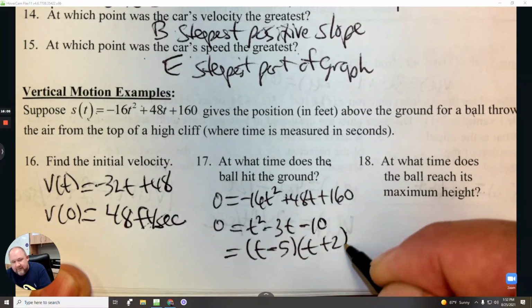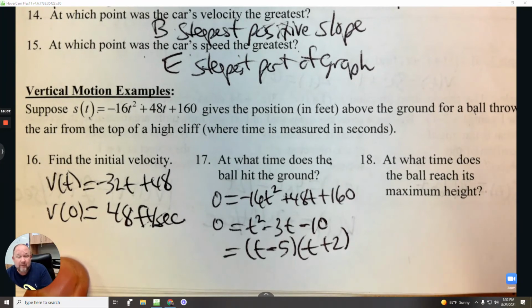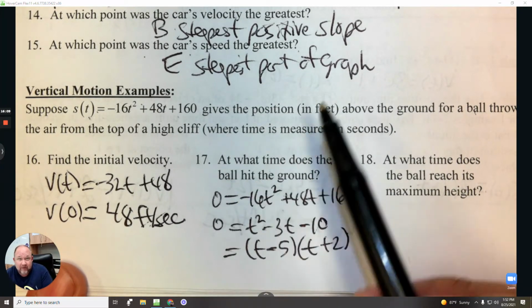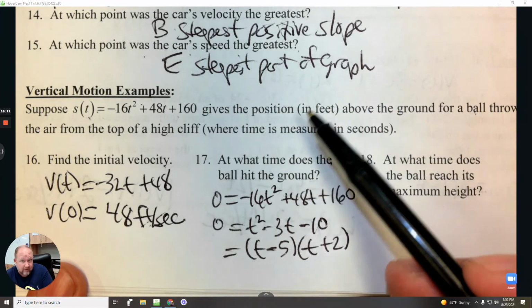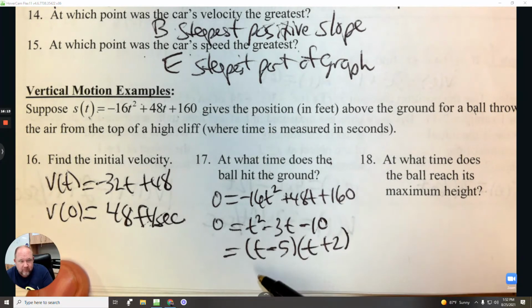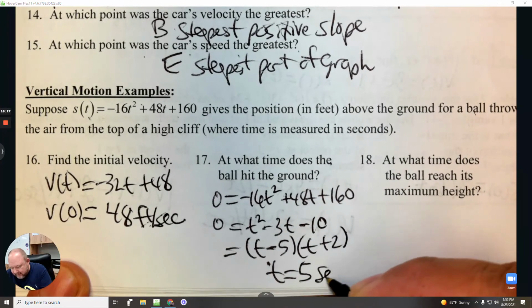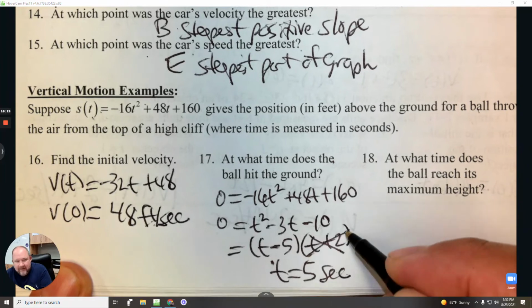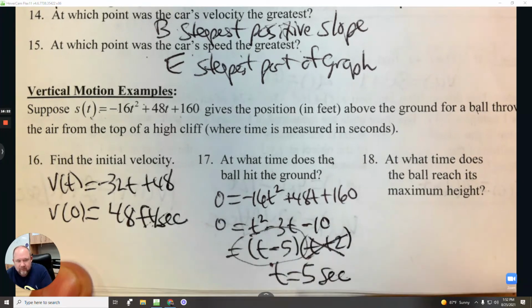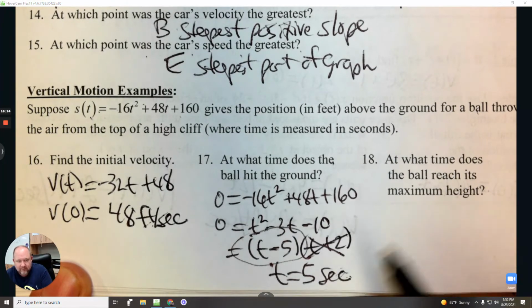Now, we don't want the answer that's negative in this case. We can't have a negative time because there's an actual person on a cliff throwing a ball. It's a real world situation where time can't be negative. So the only answer here is positive 5. This one gives me a negative answer, so this one gives me the answer, how long it takes for the ball to hit the ground.